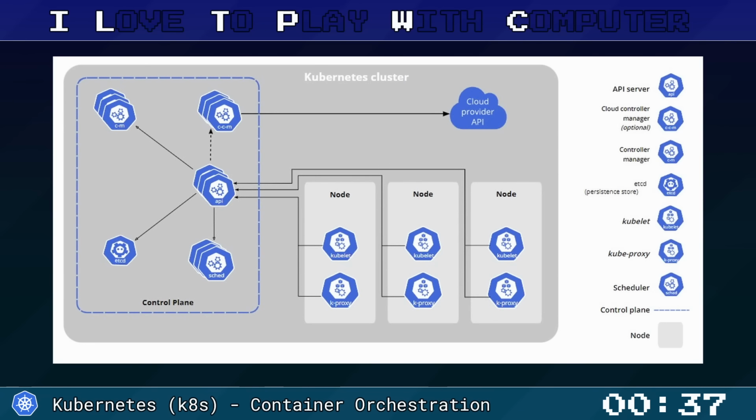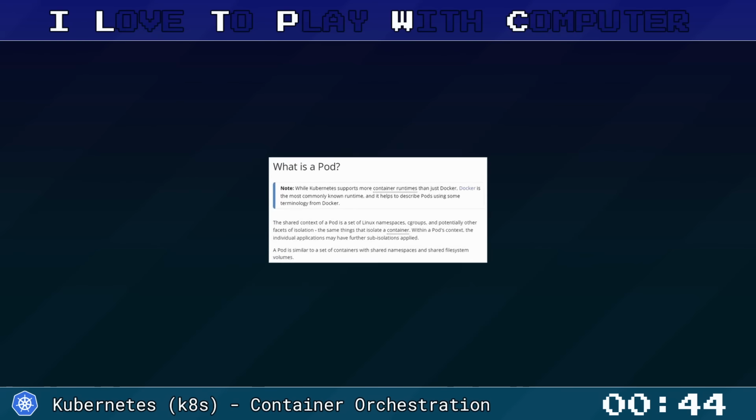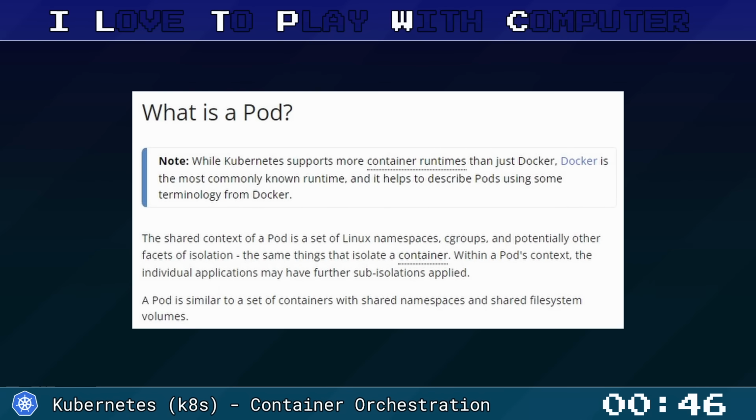Kubernetes architecture is made of nodes, which are machines running your application, and a control plane that manages these nodes. Applications run in so-called pods, the smallest deployable units that can be created and managed in Kubernetes.